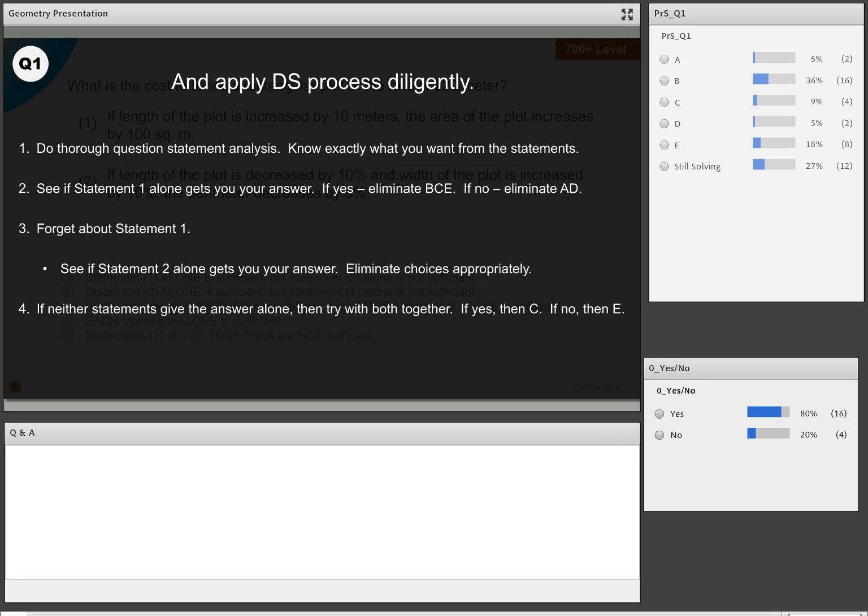Why? Because when you just have two choices to deal with, your mind starts to think about it a lot more clearly. But when you're dealing with 5 choices, you're like, okay, could it be this? Could it be that? So it's more of a mental game rather than anything else, a data sufficiency question. Okay. Then when you move to statement 2, forget all about statement 1. Statement 1 doesn't even exist. Okay. And then see if statement 2 alone gets the answer.